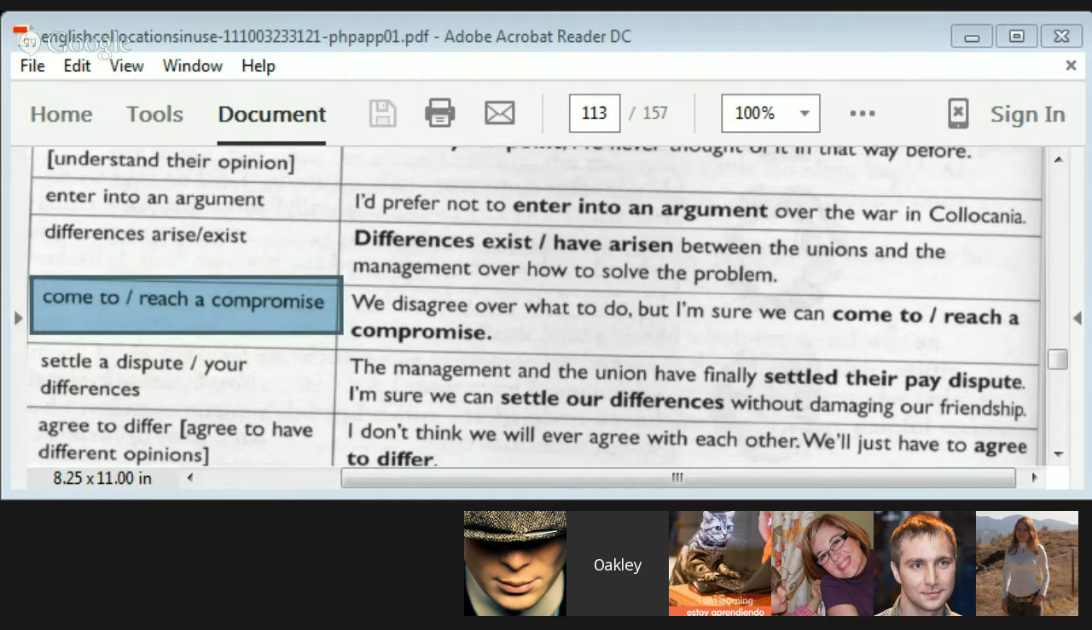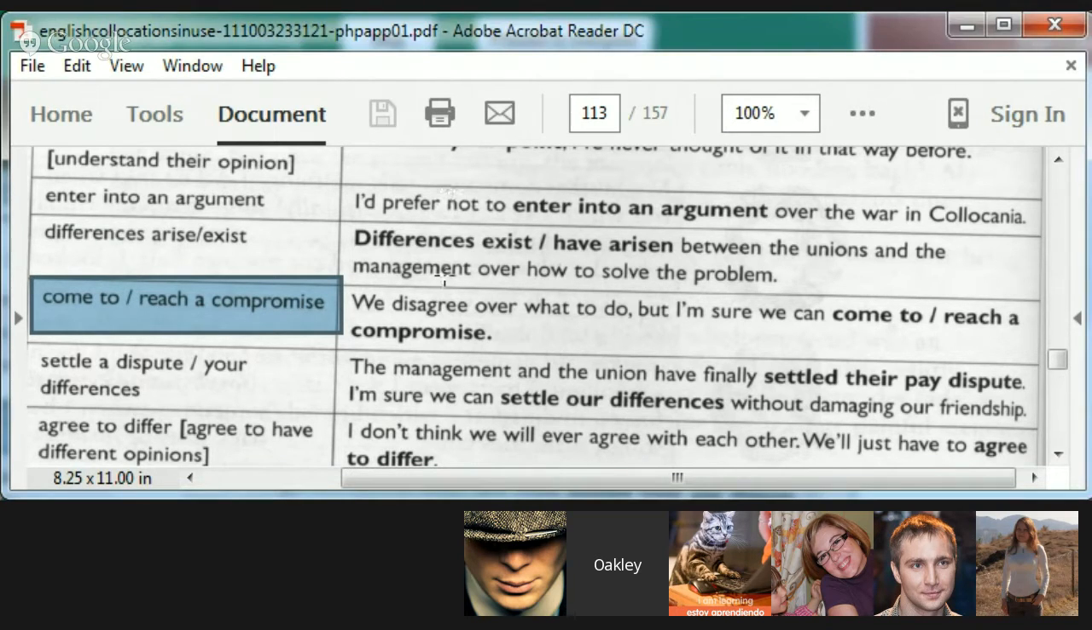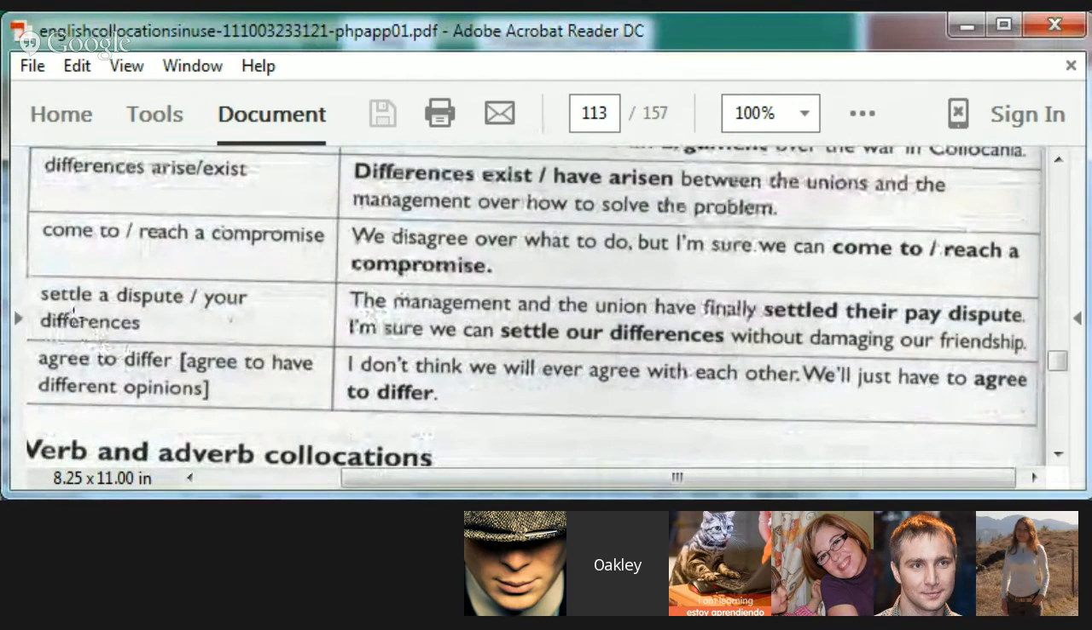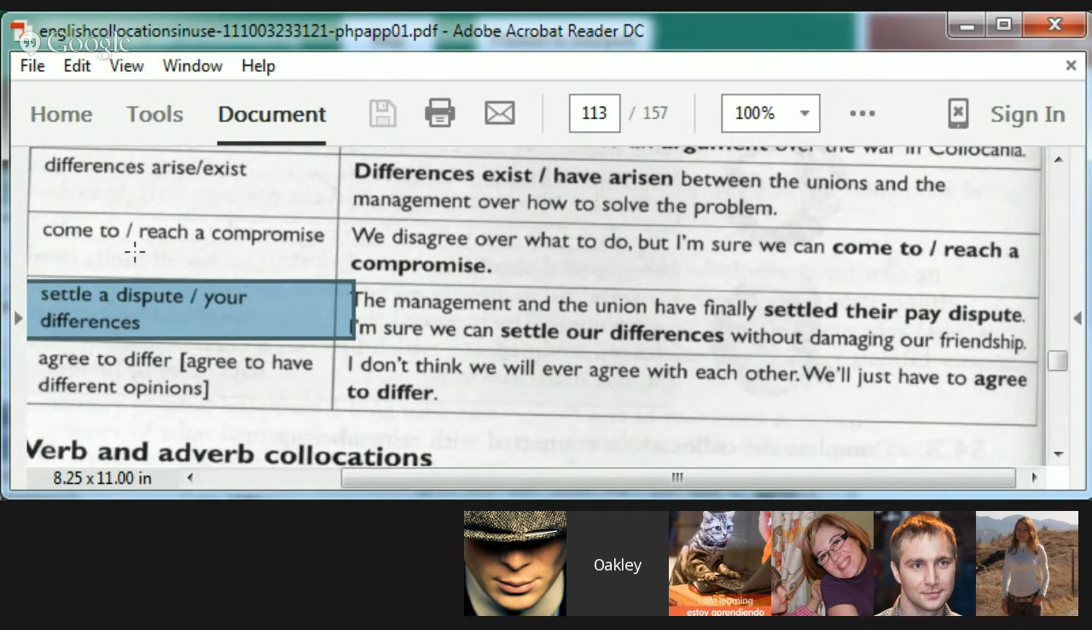Very common, very strong collocations, by the way: come to a compromise or reach a compromise. Very useful in business and, well, real life even. Especially business. You will find this one often. Of course, business deals frequently, pretty much always, require some type of compromise.